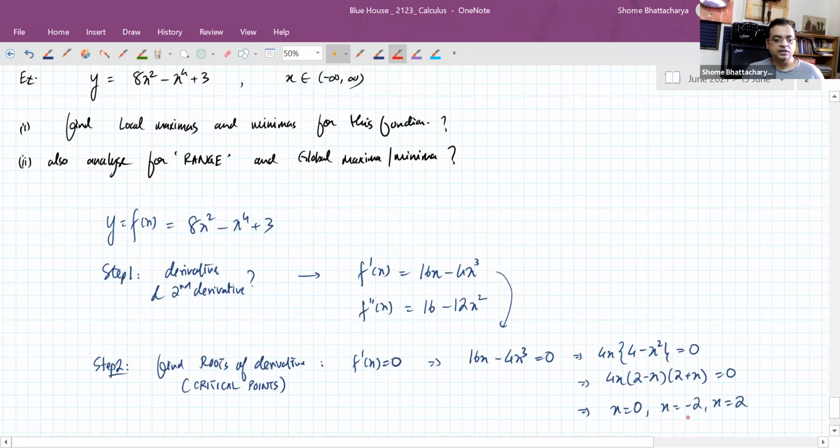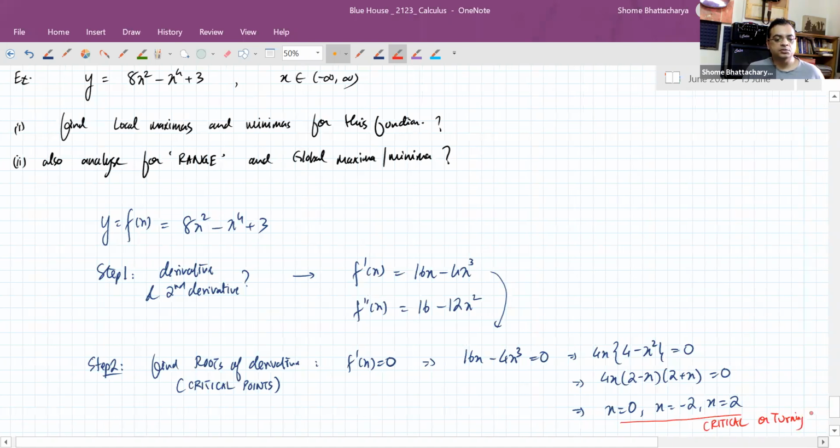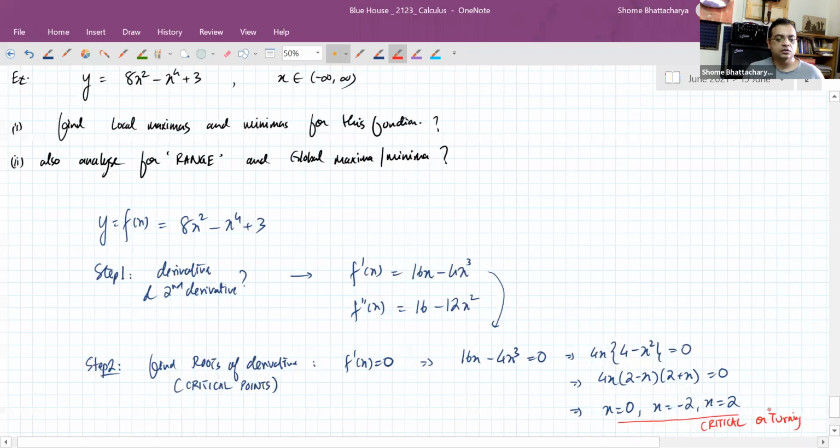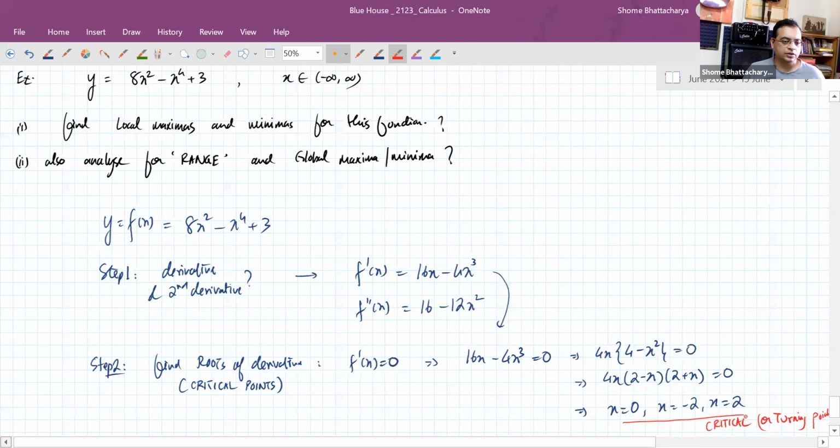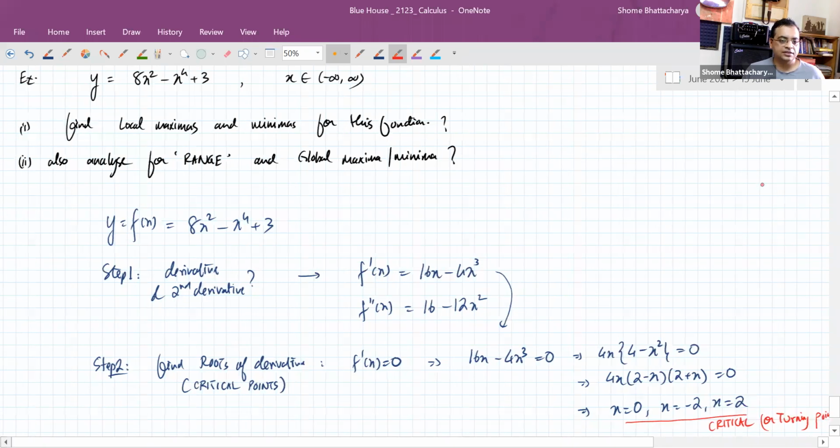So our second step has revealed that there are these 3 critical or turning points. Typically, either 2 are minimas and 1 is maxima, or 2 are maximas and 1 is minima. It's not really possible that all 3 are local maximas or all 3 are local minimas. So either the shape is like this, with 2 minimas and 1 maxima, or something like this, with 2 maximas and 1 minima. The shape of the graph is either like a W-shaped graph or an inverted W-shaped graph.